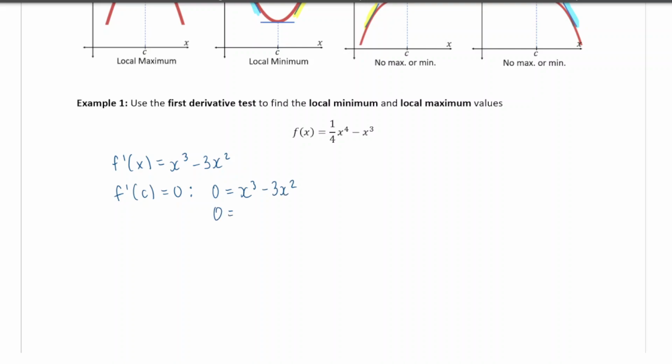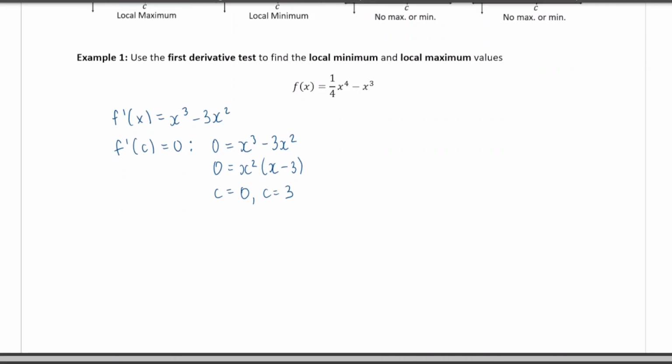And we can factor to do this. So we see that there are two critical numbers, c equals 0 and c equals 3. So we're going to investigate these a little bit further by making a table and doing some tests. I'm just going to create a little bit more space for myself.